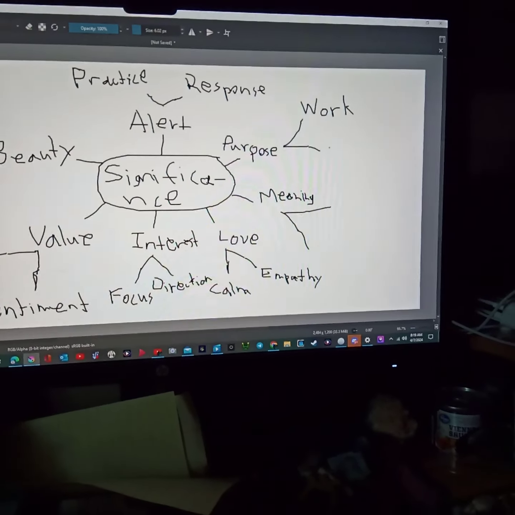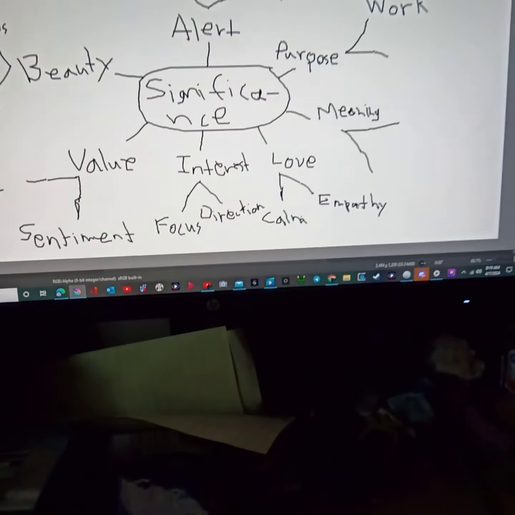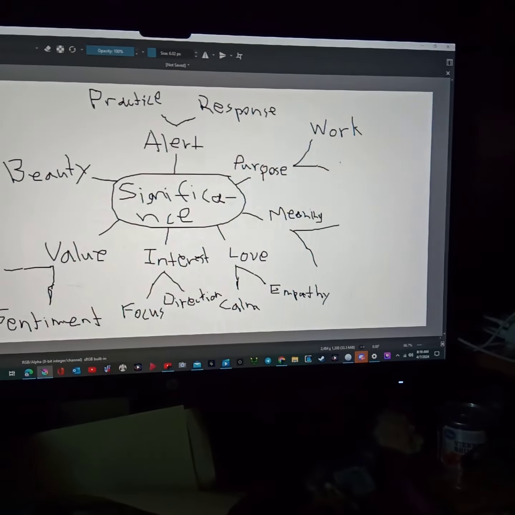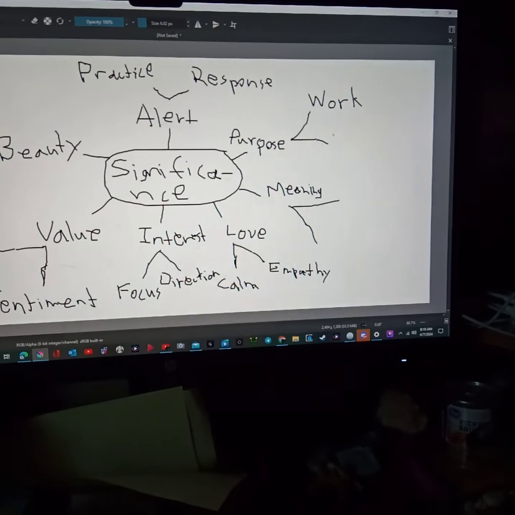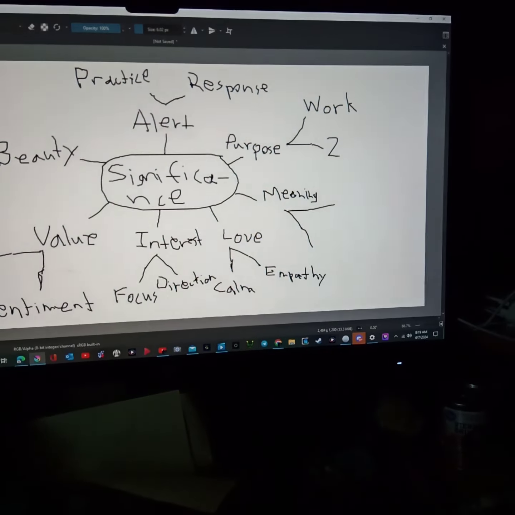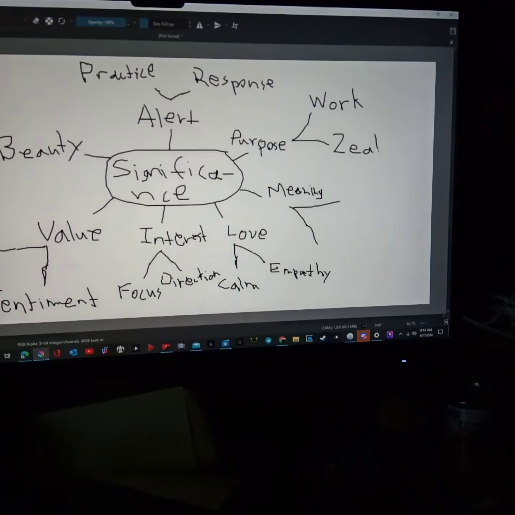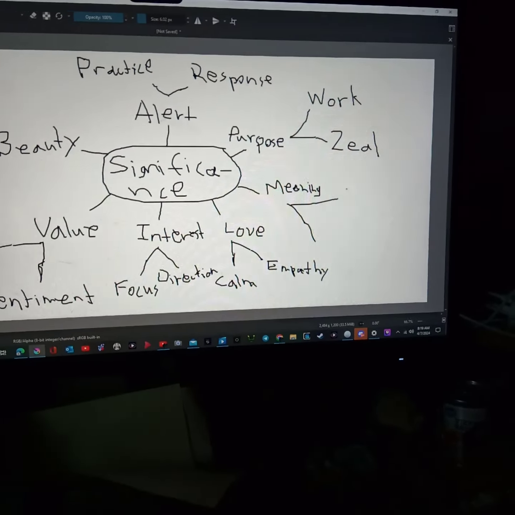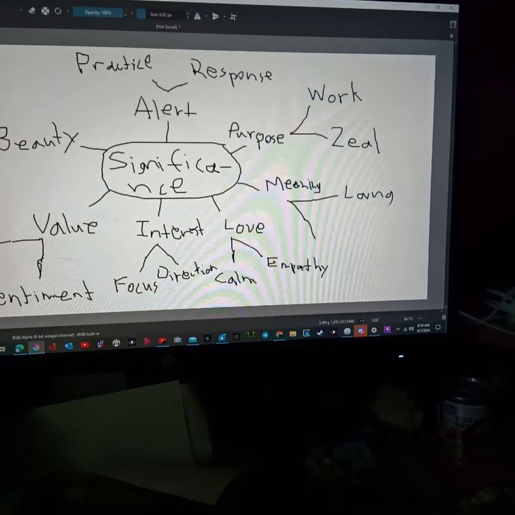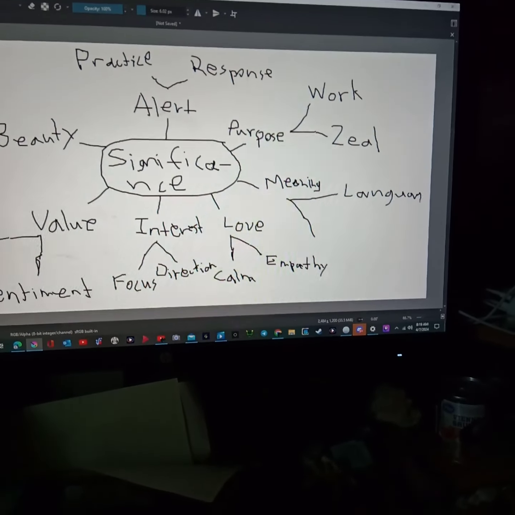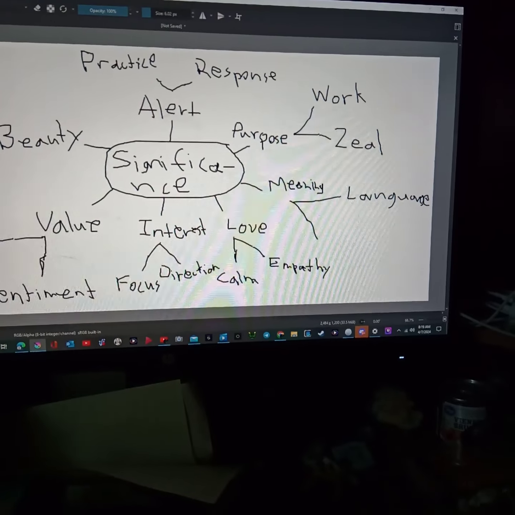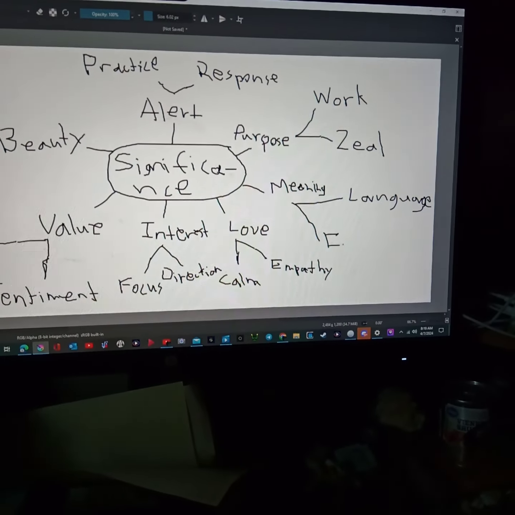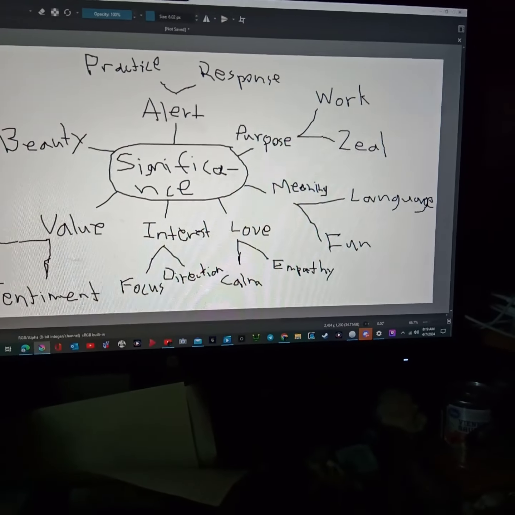and kind of like calm the first branch out here. We're gonna put, how about zeal? Zeal's gonna sound like an extension anyways. It's fine. We'll work with it. It's my mind map anyways. And meaning, we're gonna put language and fun. So why the heck not?